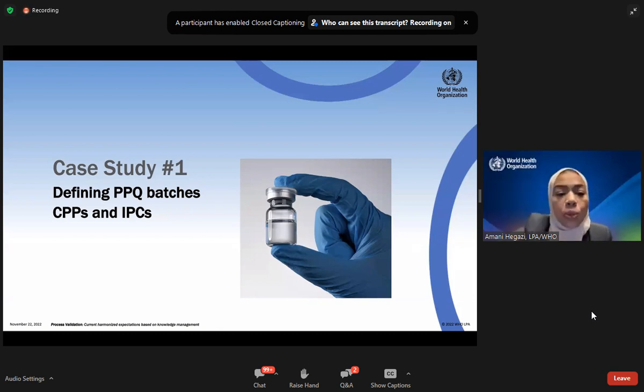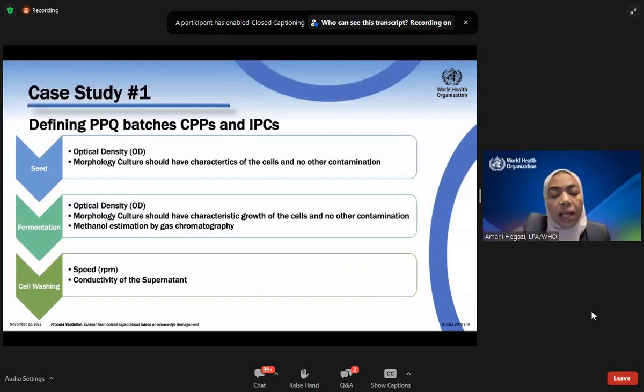The first case study is defining process performance qualification batches, CPP and IPC. Here is an example of hepatitis B, recombinant hepatitis B vaccine. When we perform the prospective validation of it, what is the appropriate approach to define the critical in-process testing and critical process parameters while we are planning the control strategy.